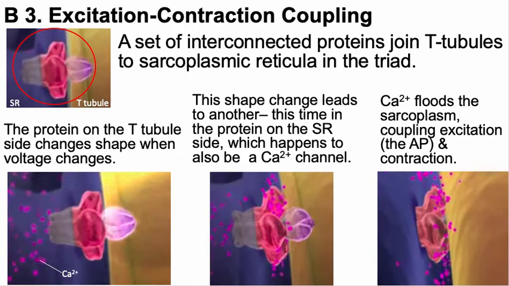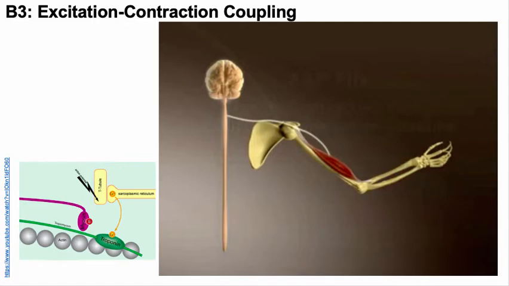And what that means is that calcium is actually the bit of matter that couples excitation, meaning muscle action potential, with contraction, with the shortening of sarcomeres. So let's watch that in a little bit more detail.